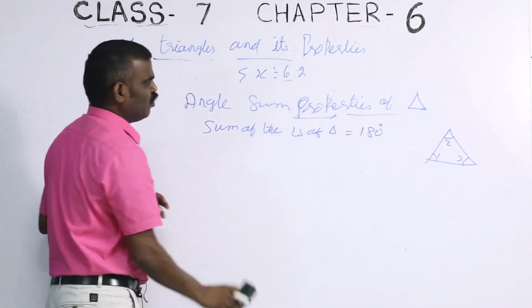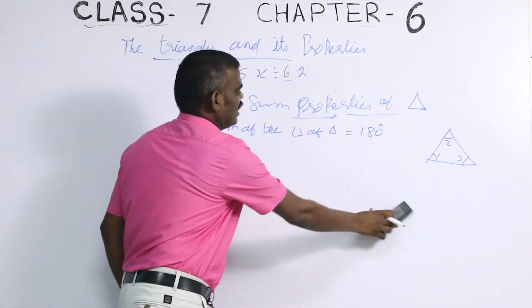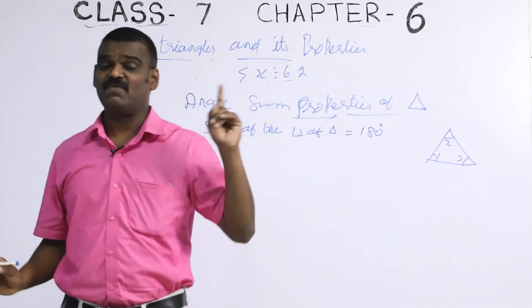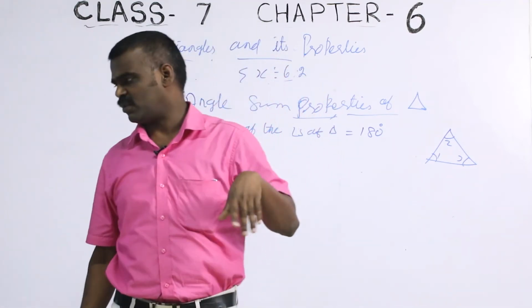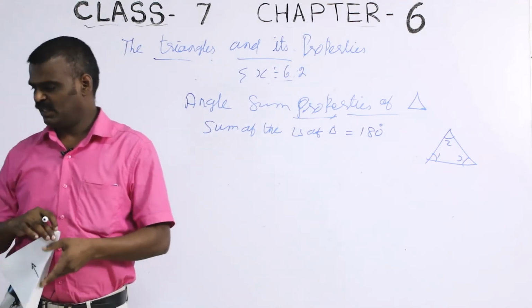Now, we are going to prove that the sum of the angles of a triangle is 180 degrees. In Class 9, this question carries 5 marks. Keep that in mind: 5 marks. How is it going to be proved?